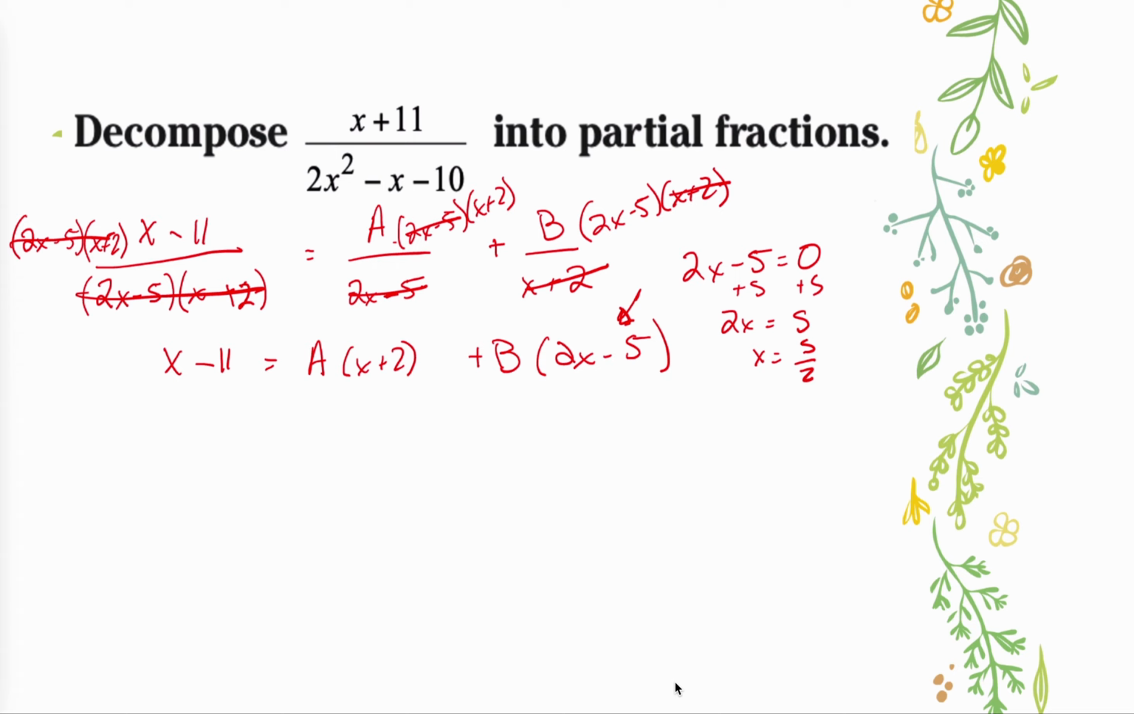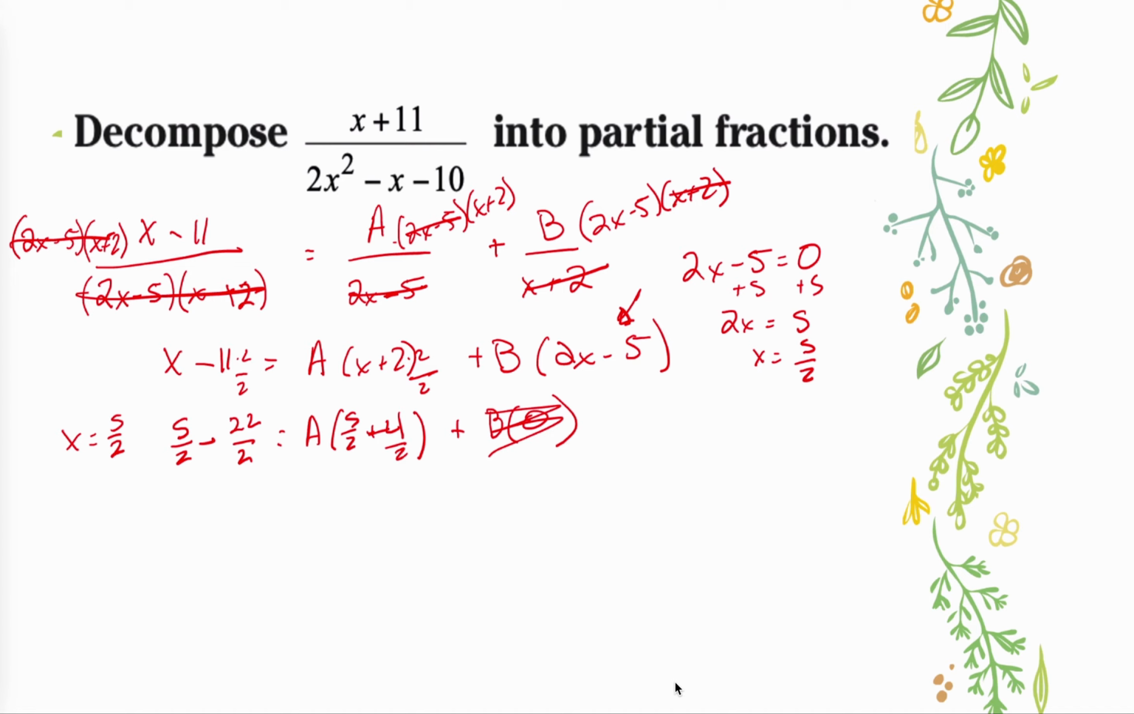Is this going to be a problem for us? No, we can do it. So we're going to plug in x equals 5 halves, and we're going to get 5 halves minus, I'm going to go ahead and get my common denominator here and make this 22 halves, equals a times 5 halves plus, again, common denominator, make this 4 halves, plus b, and I know that that's going to be 0. And that's going to go away.